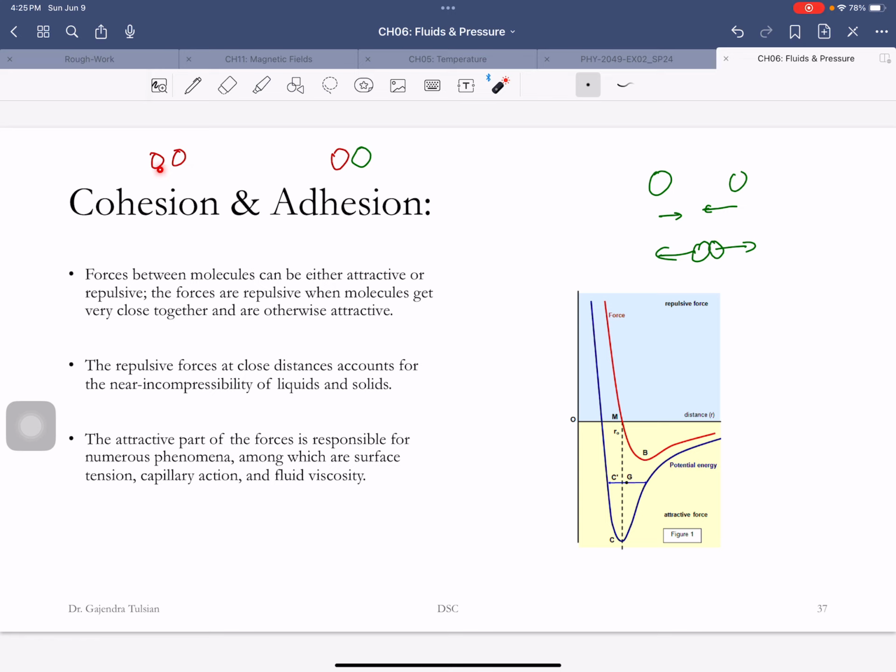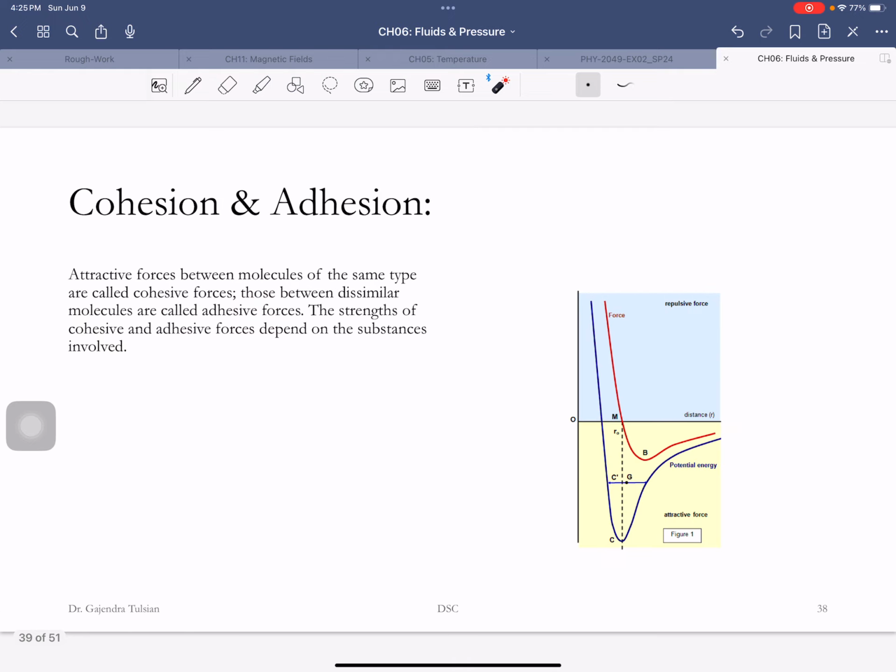Cohesion is attractive forces between like molecules, and adhesion is between unlike molecules. So we are going to talk about the attractive part of the force. The attractive part of the force is responsible for numerous phenomena, among which are surface tension, capillary action, and fluid viscosity. Attractive forces between molecules of the same type are called cohesive forces. Those between dissimilar molecules are called adhesive forces. So this is like molecules and unlike molecules.